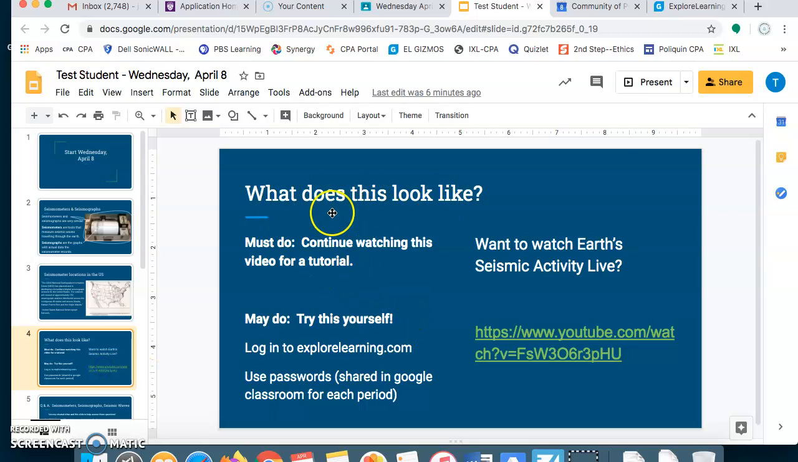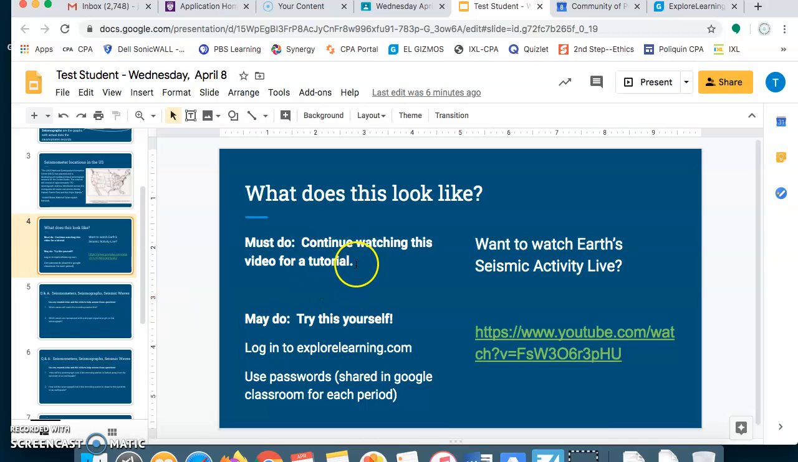So what do seismographs and seismometers kind of look like? What you have to do is continue watching this video for the tutorial, or you can try it yourself if you log into explorelearning.com and use the passwords that I will share after this video gets posted, for those of us who may not remember the passwords. There are a couple gizmos that you can try out and see for yourself. I also shared, kind of anecdotally, if you want to see Earth's seismic activity live, go to this link and you can watch seismic activity around the globe.